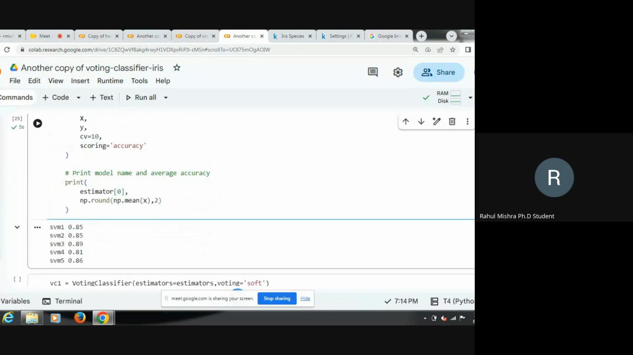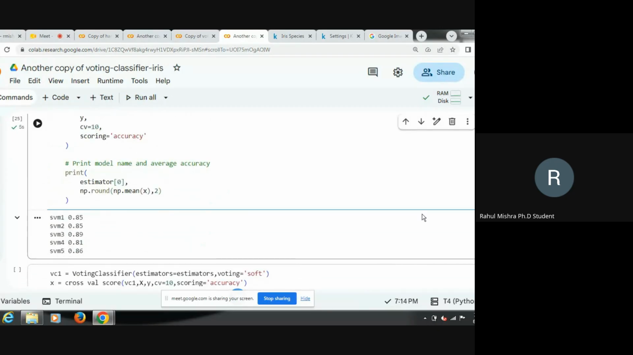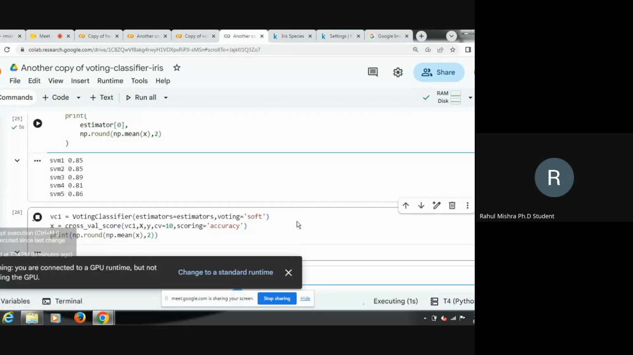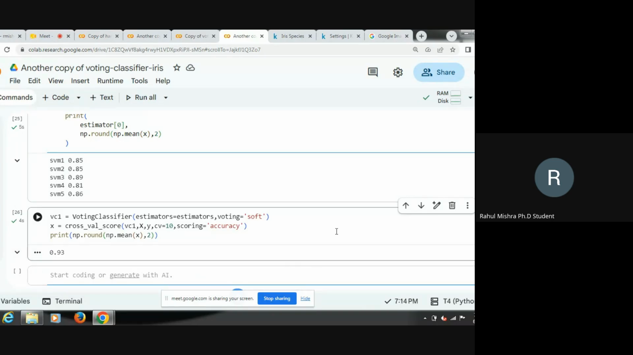So we are using five SVM models with five polynomial degrees, and these are the results: 85, 85, 89, 81, 86. And again, just to show how the voting works, you can use either soft or hard voting. So I'm using soft voting here, and let us see what the result could be using the predictive-based model. So it is running. So 93%.